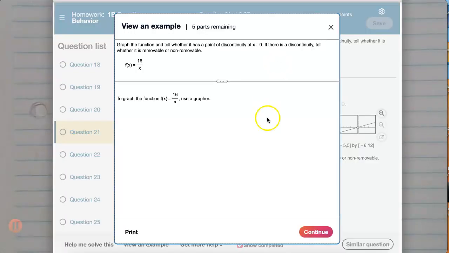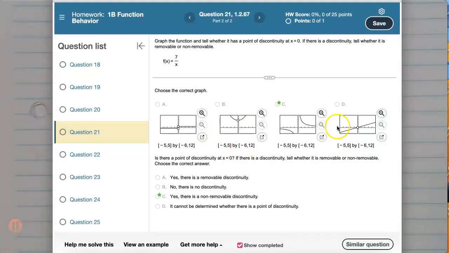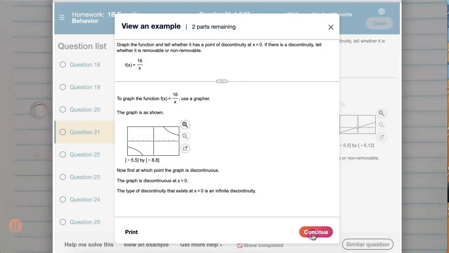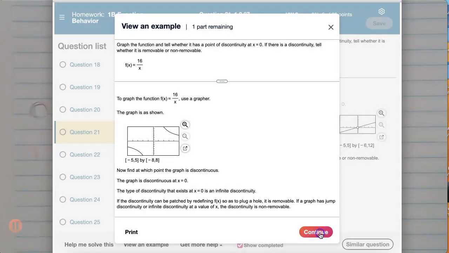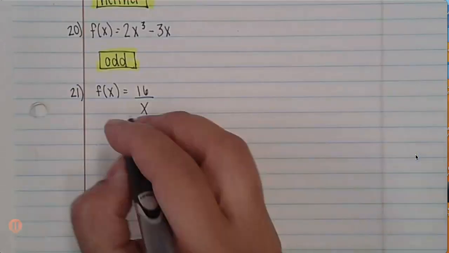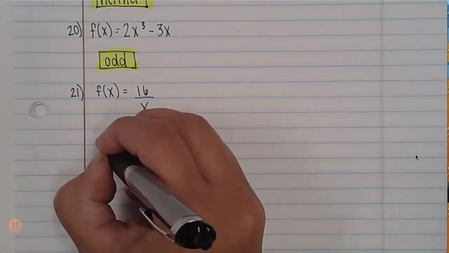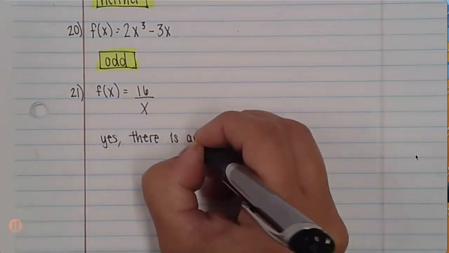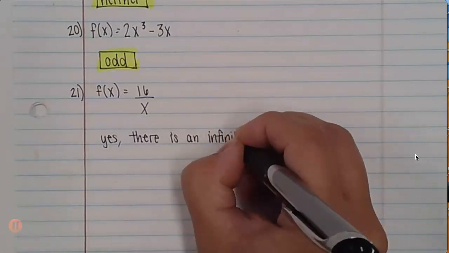So let's see what form they want the answer in. You select the graph, and then it's yes or no, and what kind it is. So you select the graph that looks like the one on your screen. You can adjust the window to make it look more like the options to verify. It is discontinuous, and it is non-removable. So, yes, there is an infinite discontinuity, which is non-removable.